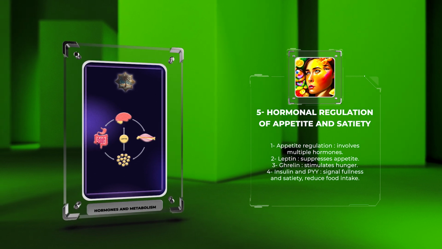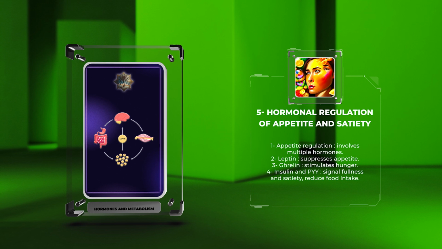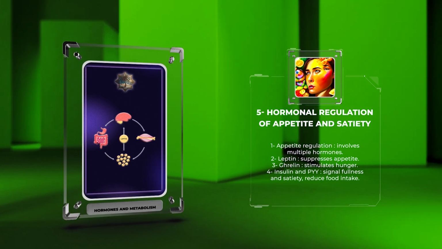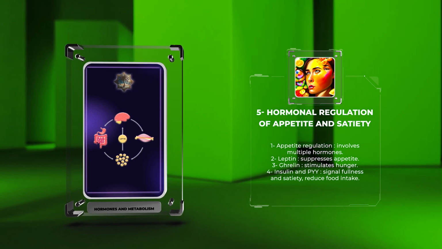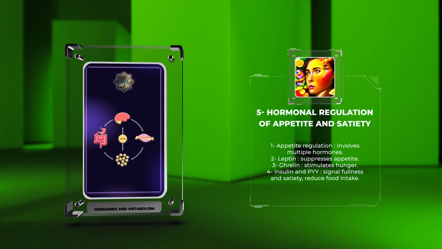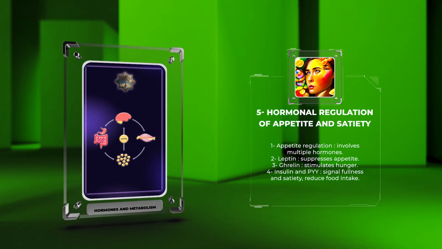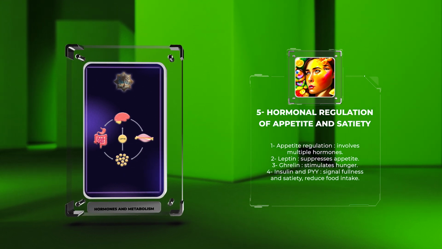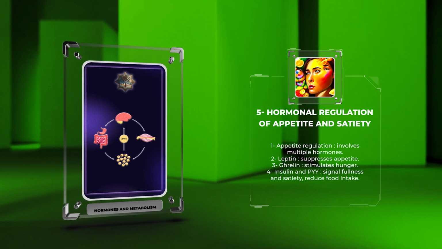The regulation of appetite and satiety involves a sophisticated mechanism involving multiple hormones. Leptin, a hormone produced by adipose tissue, plays a crucial role in suppressing appetite. On the other hand, ghrelin, predominantly secreted by the stomach, stimulates hunger and enhances appetite. Insulin, a hormone released by the pancreas, along with peptide YY, PYY, secreted by the gastrointestinal tract, signal the feeling of fullness and satiety, subsequently reducing food intake.